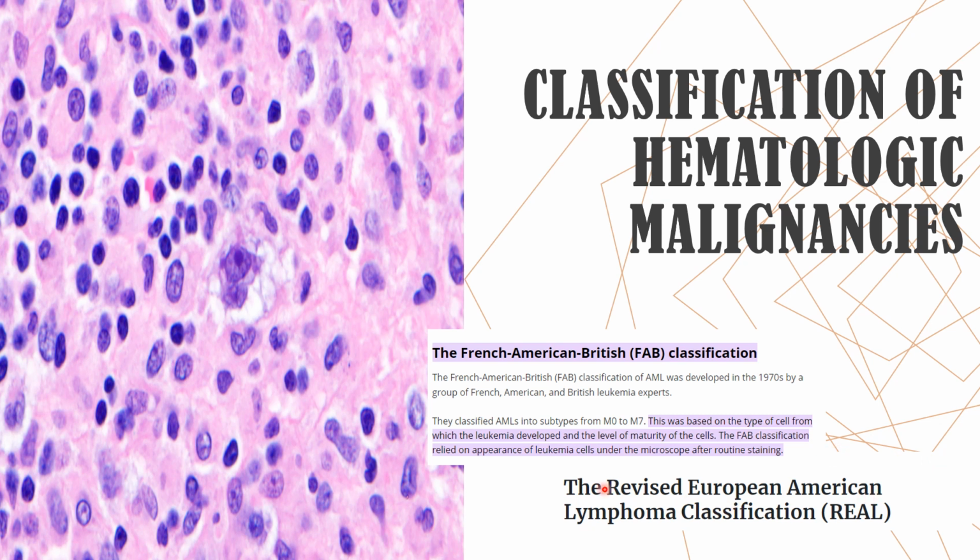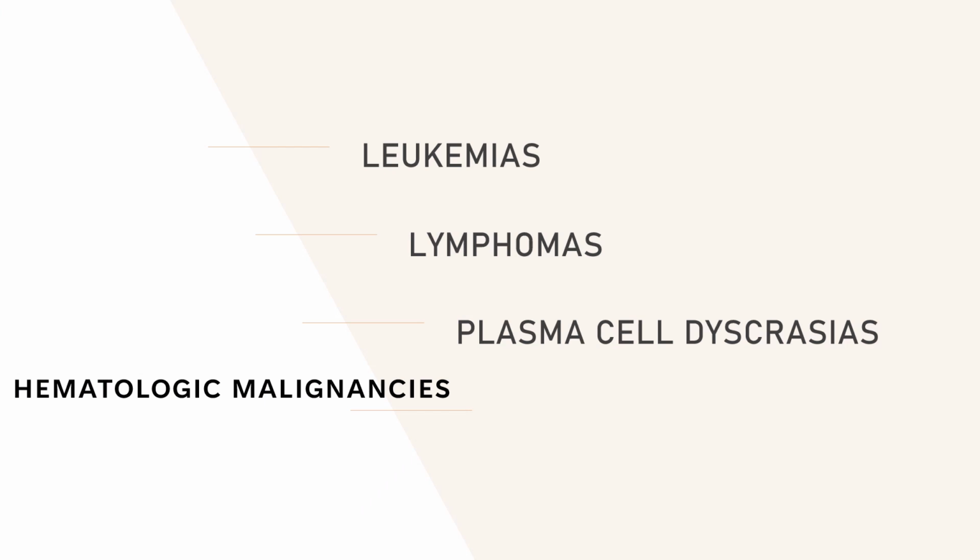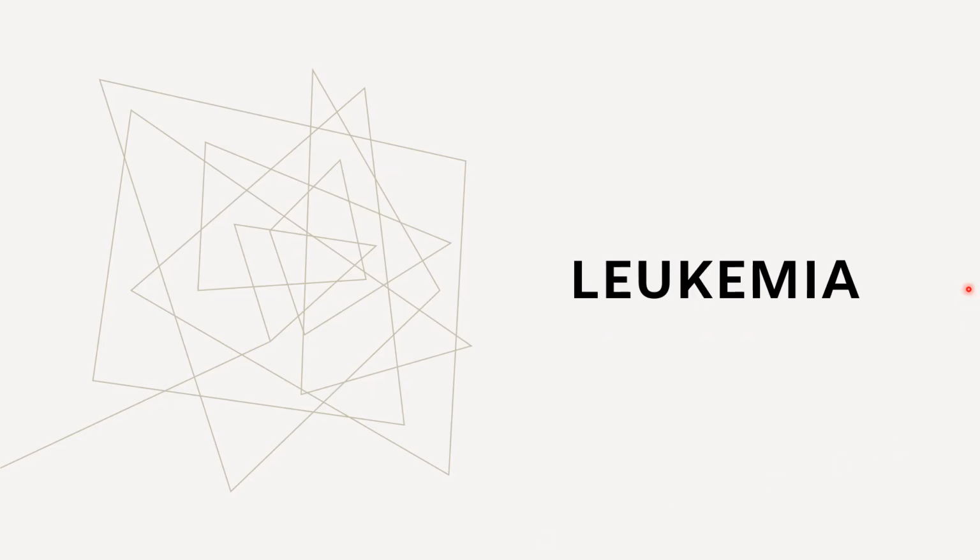You can find examples of the diseases under the REAL classification in your book. The hematologic malignancies under this classification are divided into 12 major groups with different subgroups. We have three major types of hematologic malignancies which we will tackle here: leukemias, lymphomas, and plasma cell dyscrasias. Leukemias are generally divided into two groups depending on where they originated.